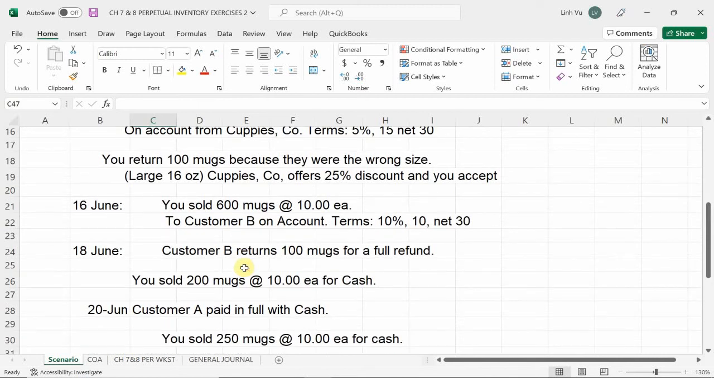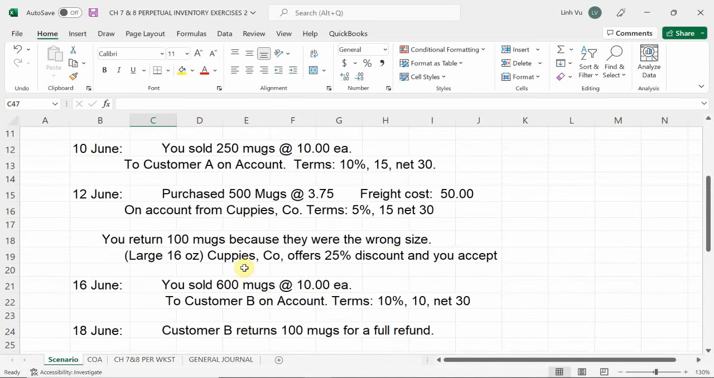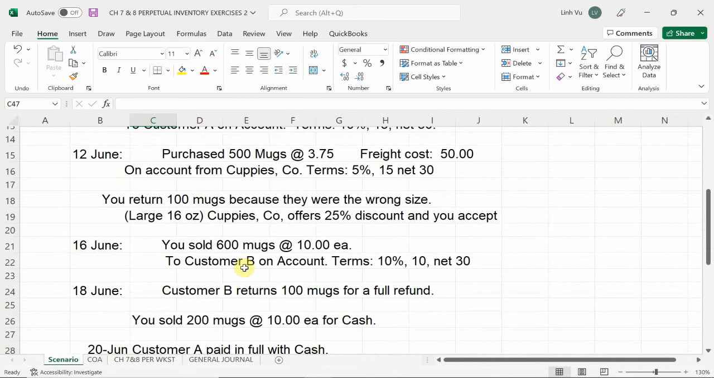Then it is now June 15. You end up selling 600 mugs for $10 each to customer B on account. The terms you gave him were 10 net 30, so you only gave him 10 days to pay. Because you sold 600 mugs to customer B for $10 each on account.